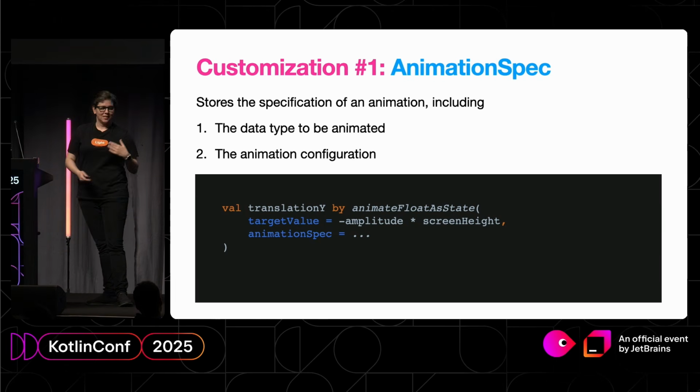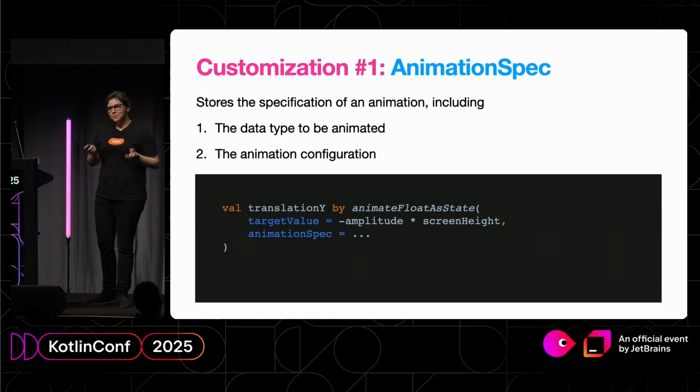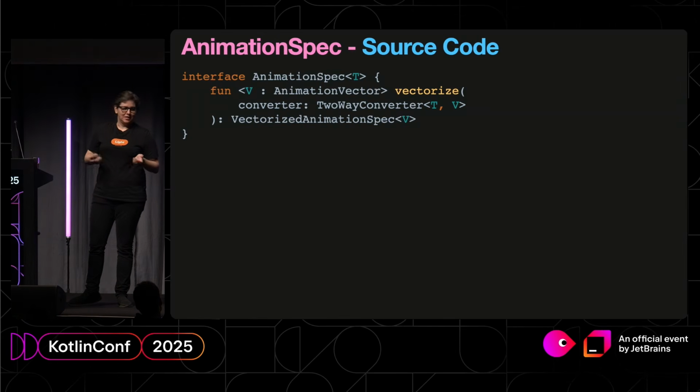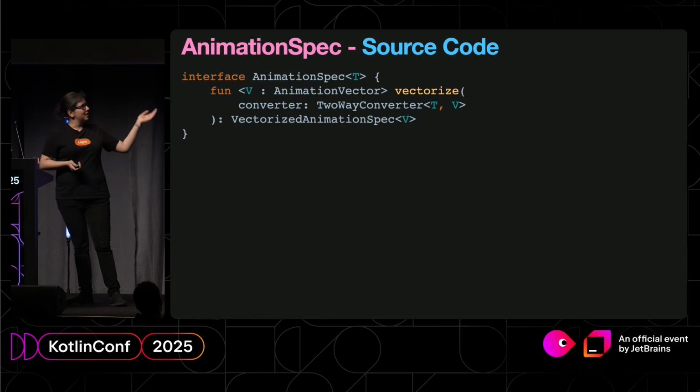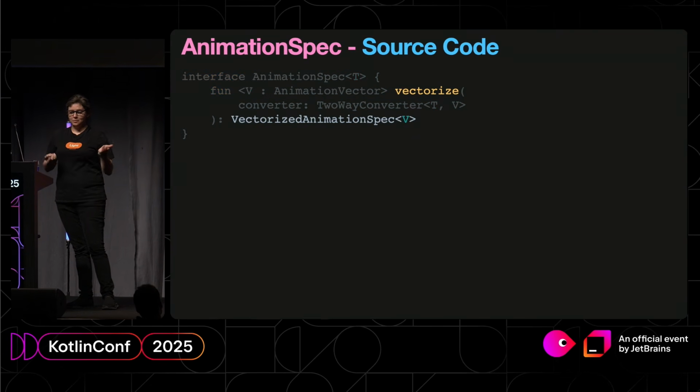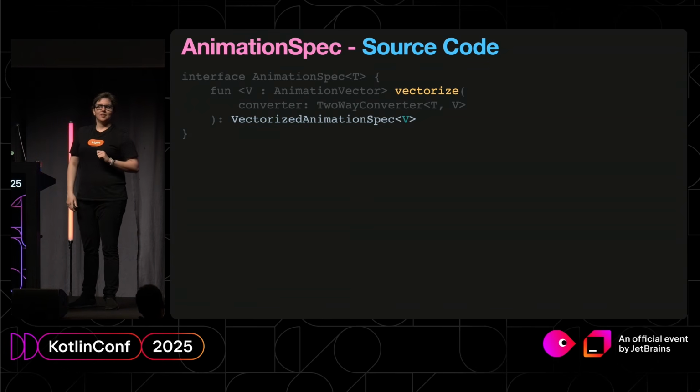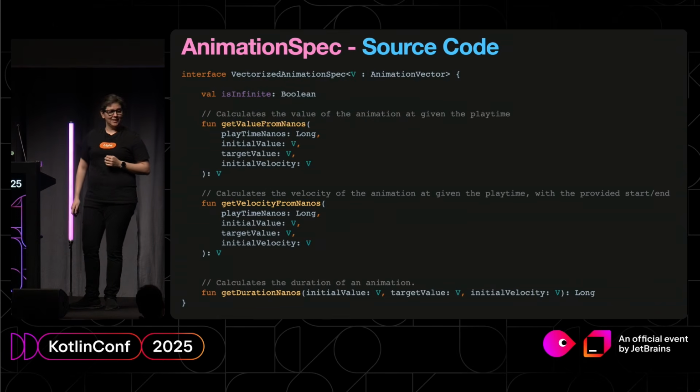So whenever I find myself in this position, I do as I always do, and I basically just command click into it, right? So in the case of AnimationSpec, we find this interface, AnimationSpec, that basically just has a function called vectorize that returns a VectorizedAnimationSpec. Cool. I still don't know what this is, right? So let's command click again.